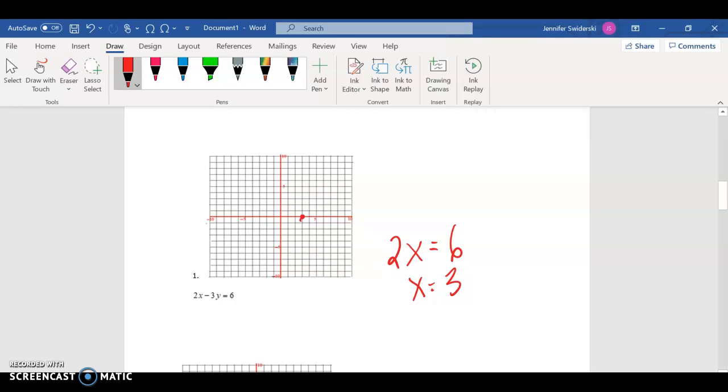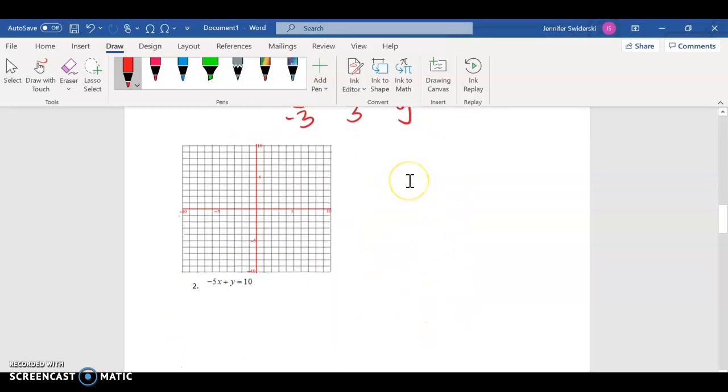All right, same for y. We're going to make sure x isn't there. So we're going to have negative 3y is equal to 6. Divide both sides by negative 3, so we get y is equal to negative 2. Which means it's going to cross the graph here at negative 2. Now, if I had a straight edge, I would make sure that these were perfectly straight and they went through each other. But because we are doing this remotely right now, I'm going to go ahead and sketch my graph.